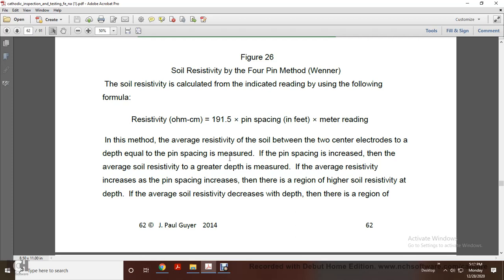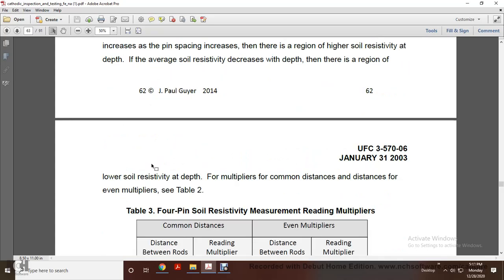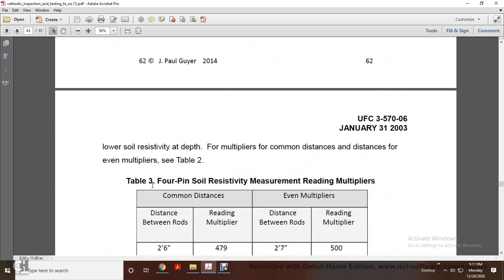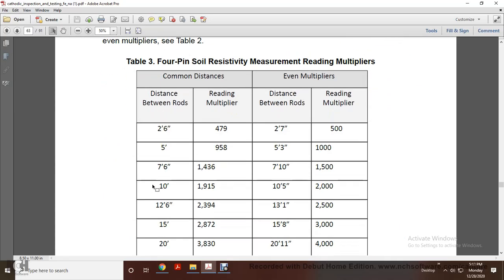Alright, in this method, the average resistivity of the soil between the two electrodes, to a depth equal to the pin spacing, is measured. The average resistivity increases with the pin spacing, which indicates a region of higher soil resistivity at the depth of the measurement. A decrease indicates a region of lower resistivity at that depth. The pin spacing is multiplied by common distances for even multipliers. Tables 2 and 3 show the 4-pin soil resistivity measurement reading multipliers: common distances between the rods, multipliers, and even multipliers.